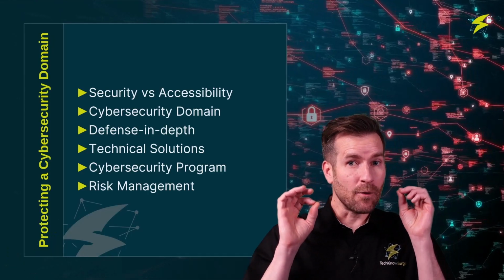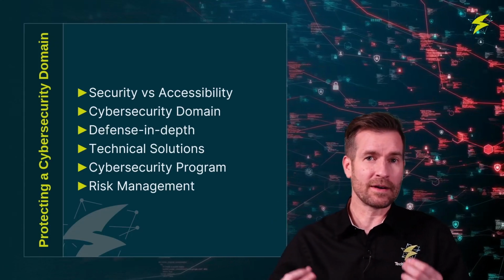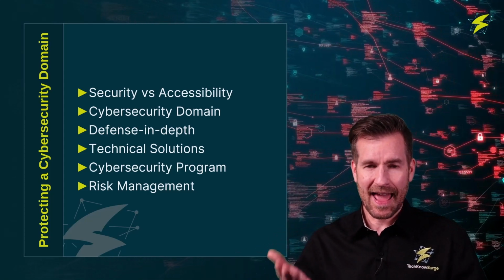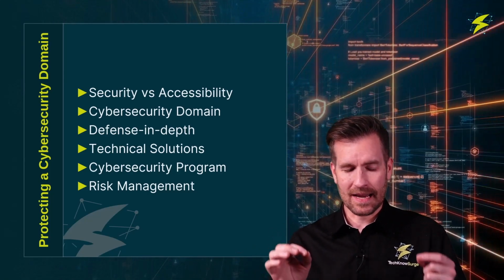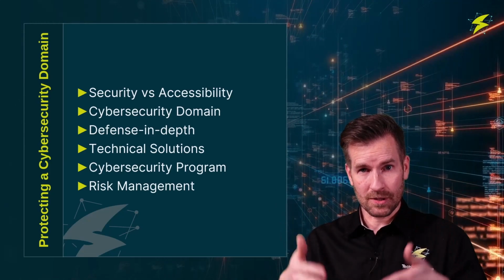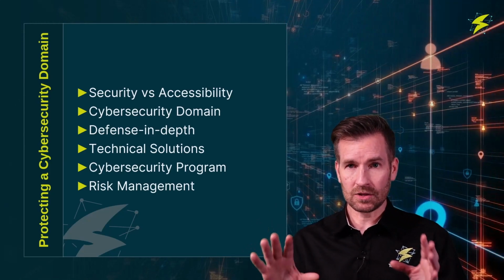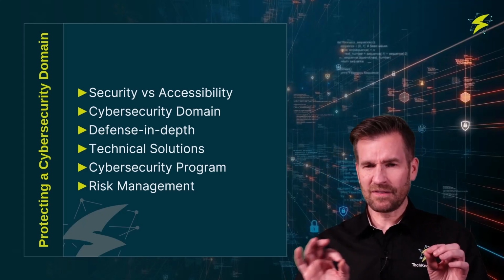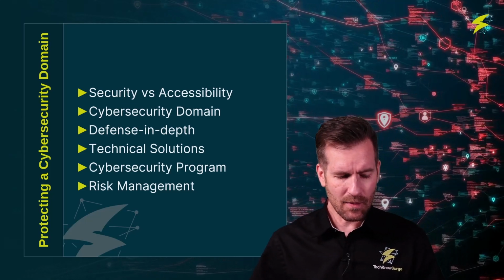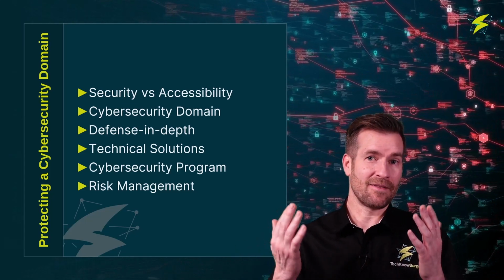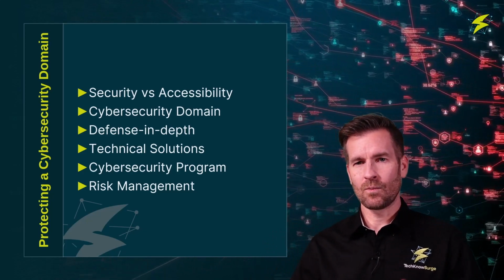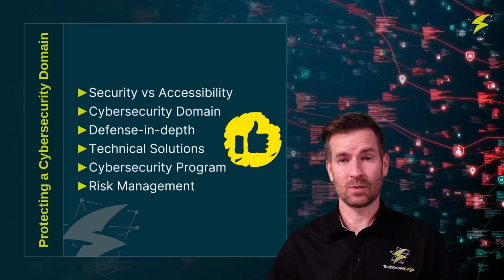All right, I know we went through that really quickly, but once again, I cover these more in depth in other videos. So what we went over is things like security versus accessibility and how there's a balance between those two. We talked about the cybersecurity domain and what that looks like. We talked about defense in depth and making sure you're protecting your resources from multiple angles, multiple ways. We just briefly mentioned technical solutions. We're going to get way more in depth into that in the following modules. And then we talked about a cybersecurity program, the fact that you really need a cybersecurity program for businesses. And then we wrapped things up talking about, or just mentioning really, risk management.